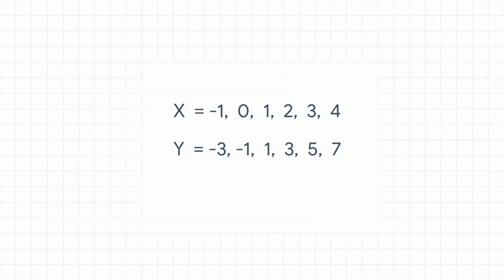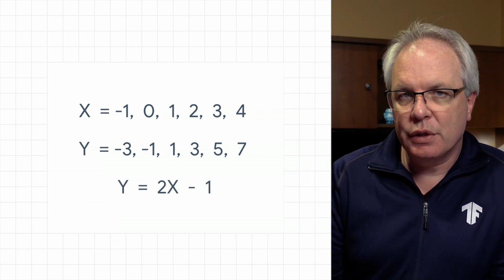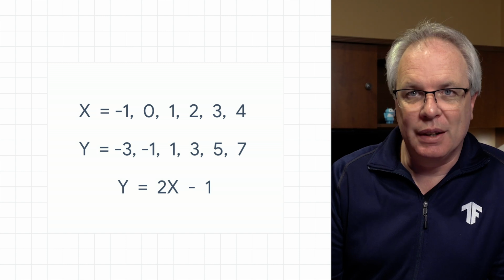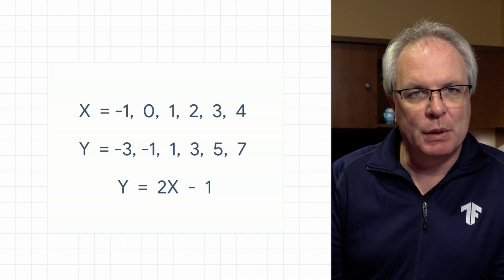Did you get it yet? Well, let's look back at the numbers. The relationship here is that every y is 2 times the corresponding x minus 1. Yes, I know we said we wouldn't do a lot of math, but I hope you're okay with this exception.